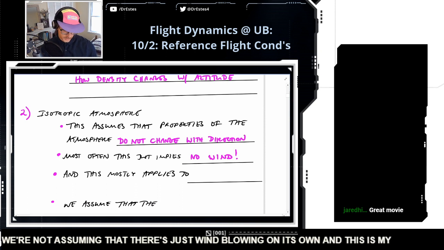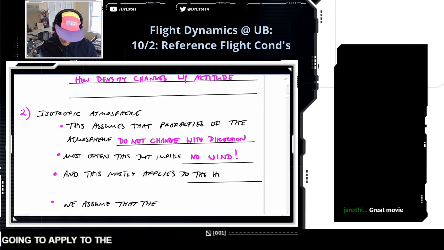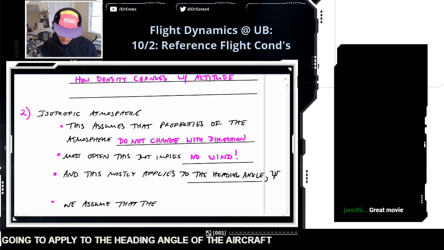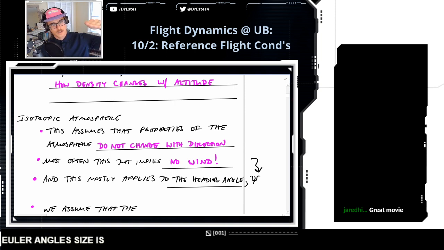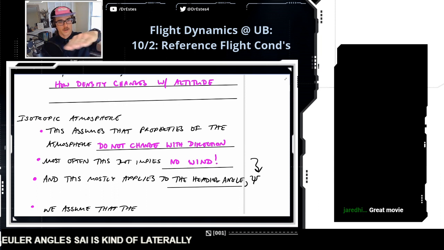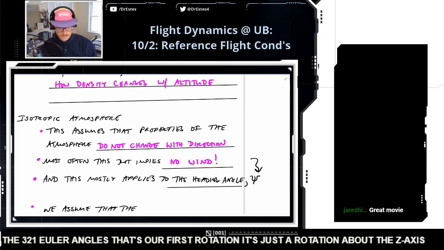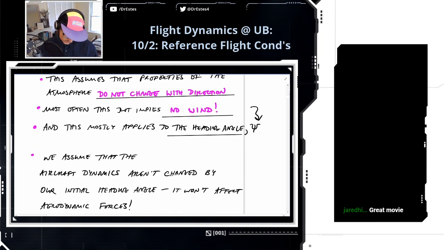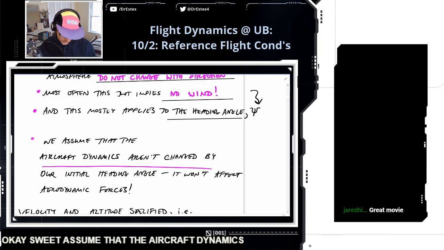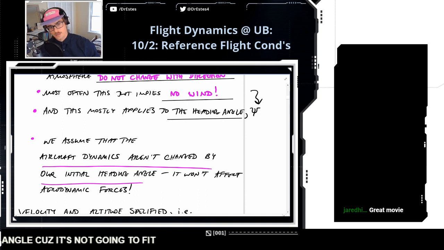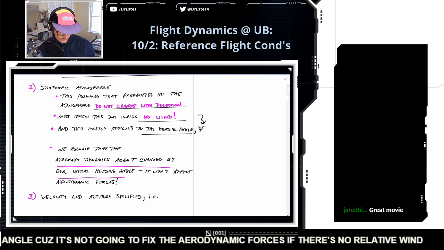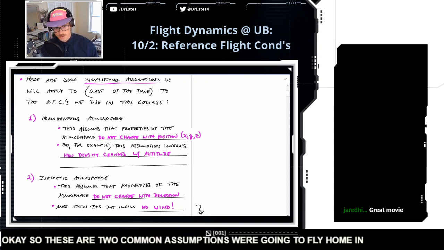And this is mostly going to apply to the heading angle of the aircraft, psi. If you remember from our Euler angles, psi is laterally which direction the aircraft is pointing. For the 3-2-1 Euler angles, that's our first rotation. It's just a rotation about the z-axis. Okay, so we assume that the aircraft dynamics aren't changed by our initial heading angle, because it's not going to affect the aerodynamic forces if there's no relative wind. So these are two common assumptions we're going to apply. Homogeneous atmosphere, isotropic atmosphere. That's what they mean.